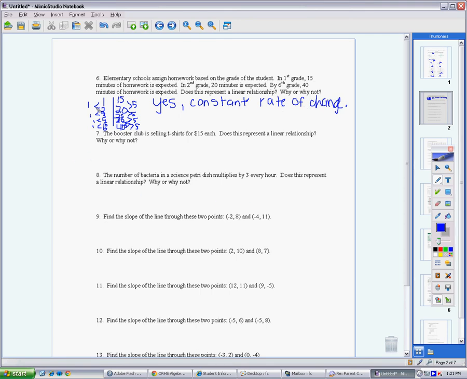Number 7, I'm going to look, the Booster Club is selling t-shirts for $15 each. So if I buy 1 t-shirt, I pay $15, 2 t-shirts, $30, 3 t-shirts, $45, 4 t-shirts, $60. And I want to see if that's a constant rate of change. The difference between these goes up by 1, so that's a constant rate. And the cost goes up by 15 each time, and that's a constant rate. So yes, that is a constant rate of change.